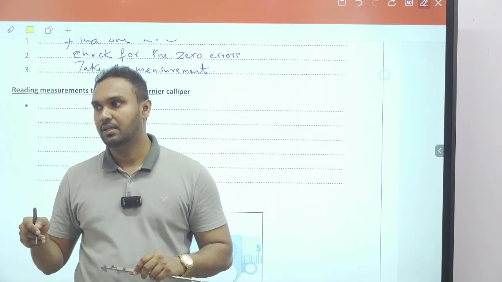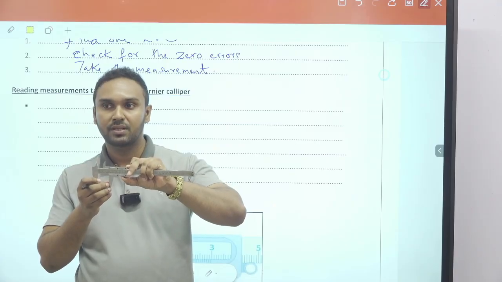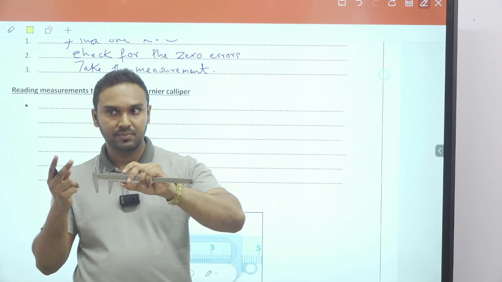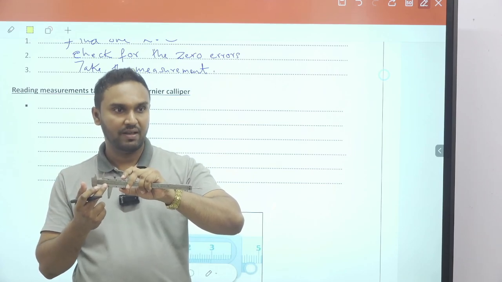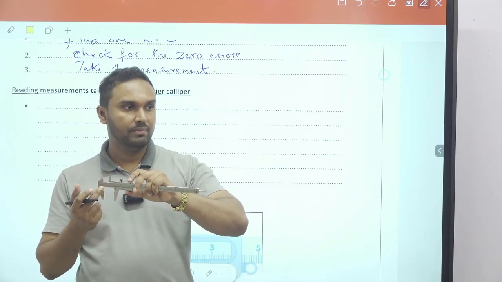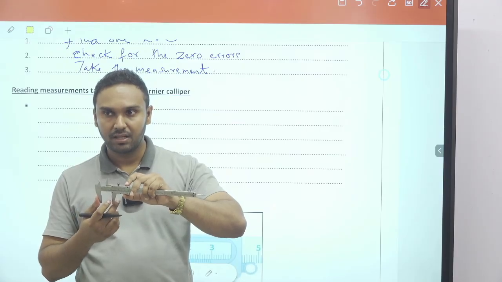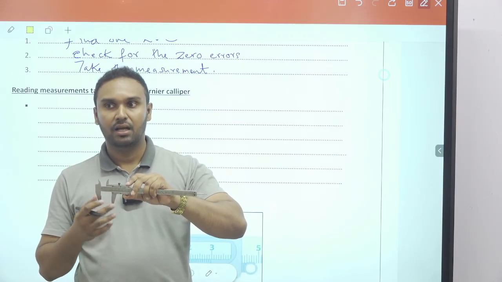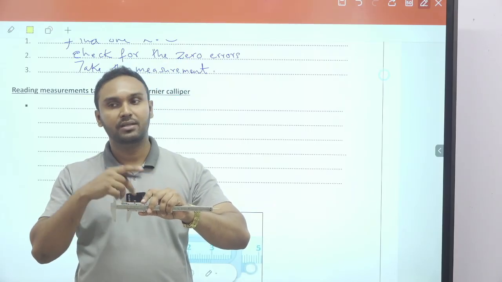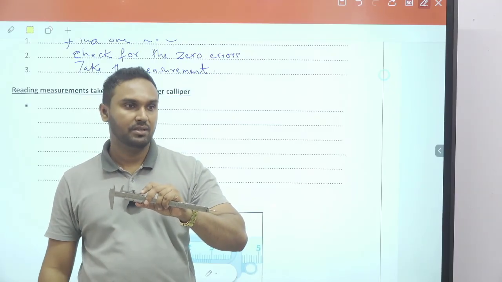So first you write down the zero error. Then once you put the object between the two jaws, you take two measurements. What are the two measurements? One is the main scale value, the other is the vernier scale value. When you get both, you add them together to get the complete length. And if there was any zero error, you either deduct it or add it to the final measurement you took.